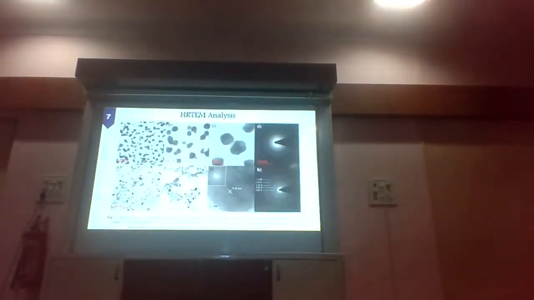In the HRTEM analysis, figures A, B, and C represent the silver nanoparticles. As you can see, they remain pretty dispersed in the solution. But after addition of tryptophan, they form colonies, and the crystallinity is also increasing.